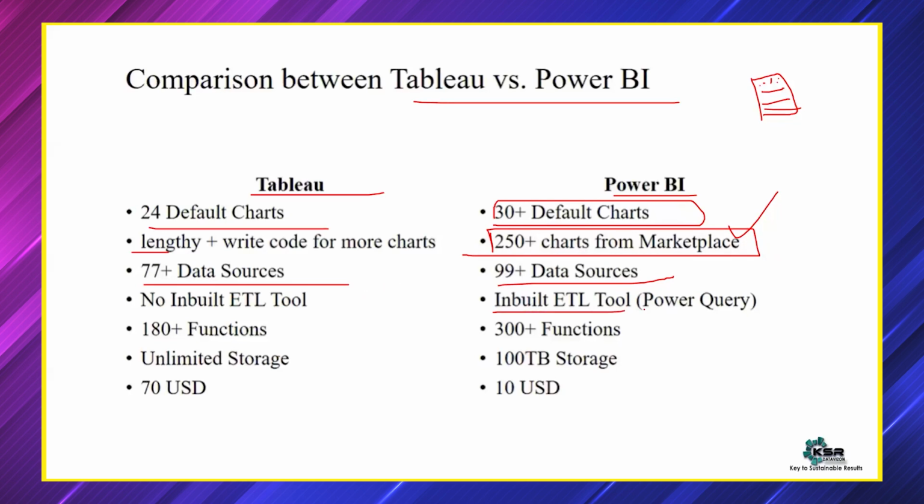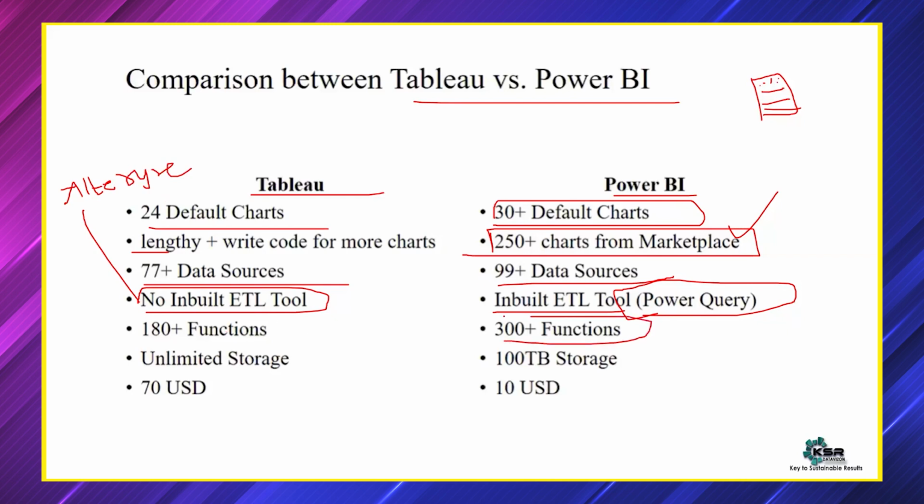One more advantage: use of Power Query. If the data is low, you can simply use this inbuilt ETL tool, which is Power Query. In case of Tableau, if you want to clean the data, if you want to sort out the data, in most use cases people will always go with Alteryx. This is a separate ETL tool. There is no inbuilt ETL tool. 300 functions are available. Now, current is around 350.